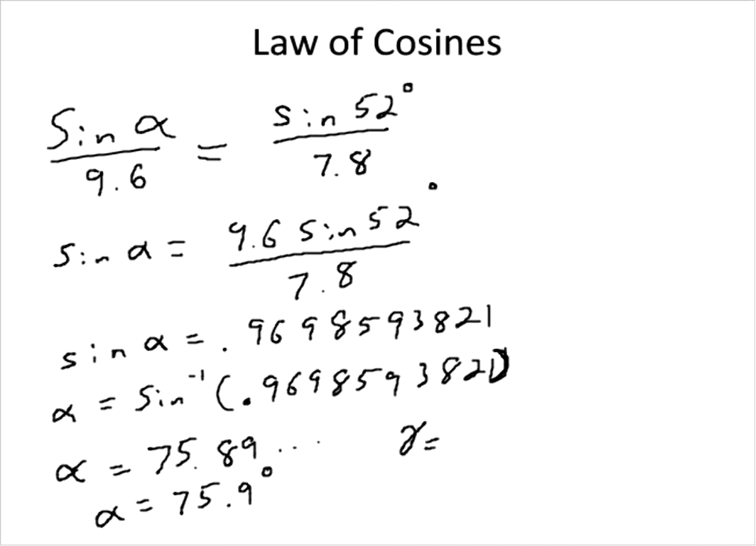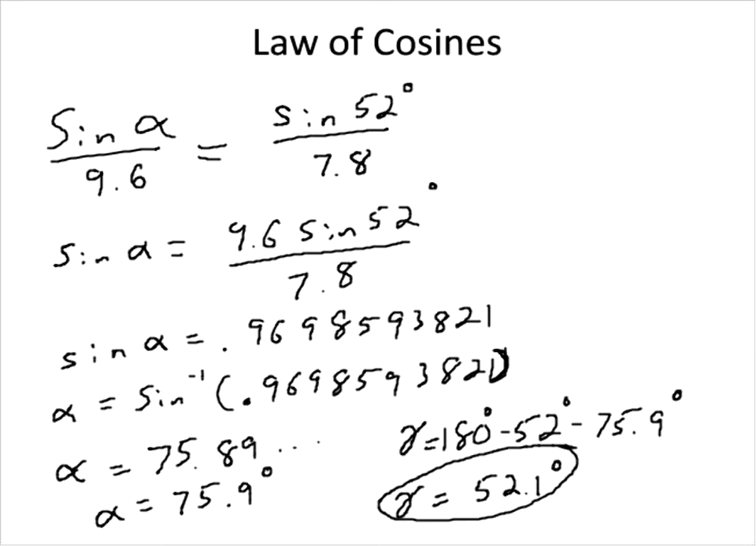And then to find gamma, we'll just say gamma is equal to 180 minus the 52 degrees for beta that we were given, minus the 75.9 degrees that we just got for alpha. So gamma is going to be equal to 52.1 degrees. So now I've got gamma and alpha. We were given beta. I found side B, so I have now solved this triangle using the law of cosines. Alrighty.